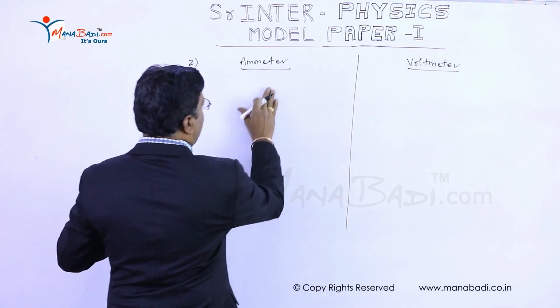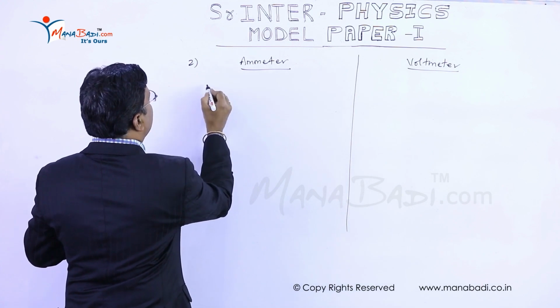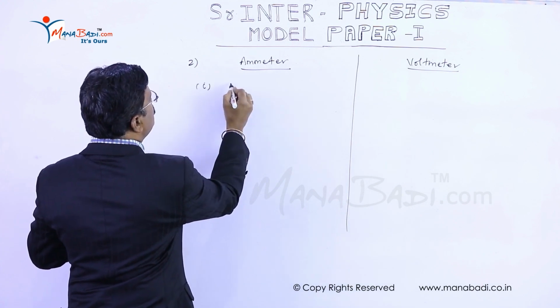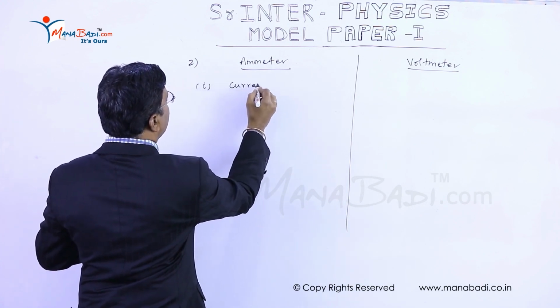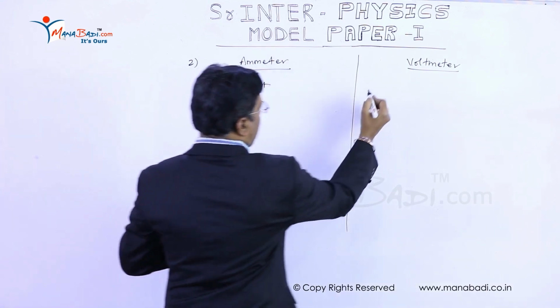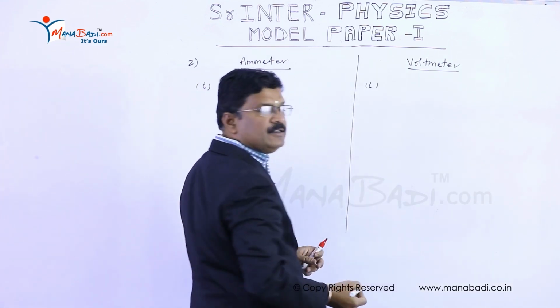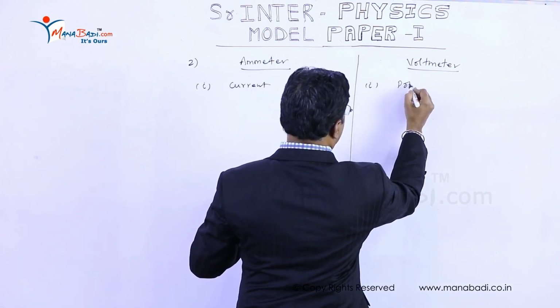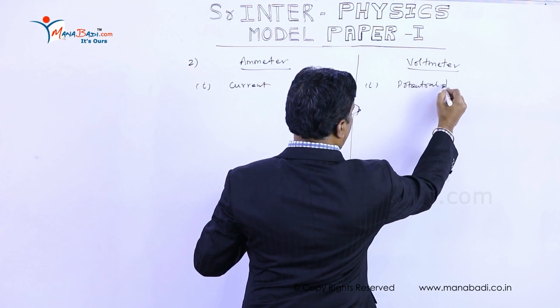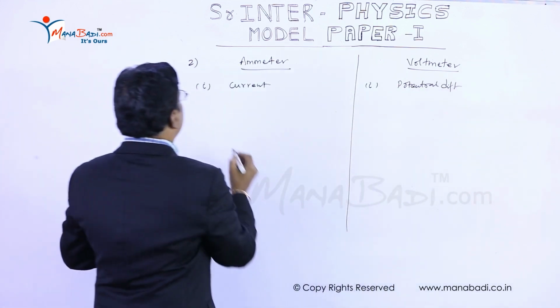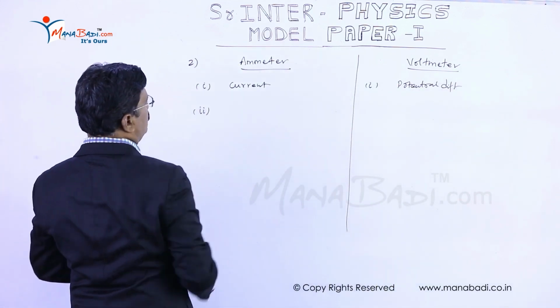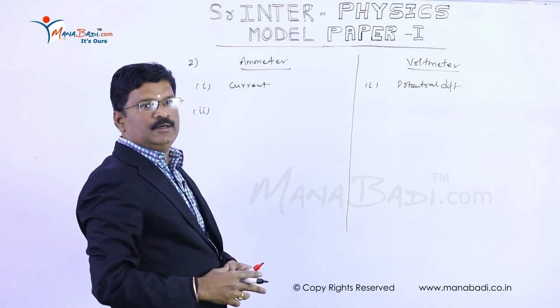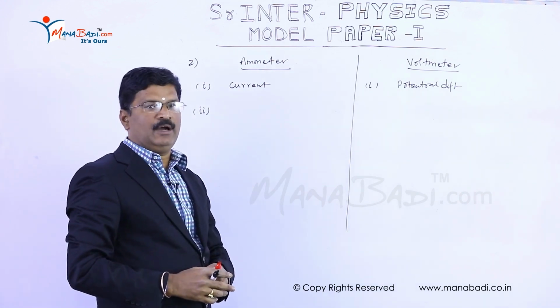First, let us see what an ammeter is. An ammeter is a device used to measure the current in a given circuit. Whereas in the first point, a voltmeter is a device used to measure the potential difference.